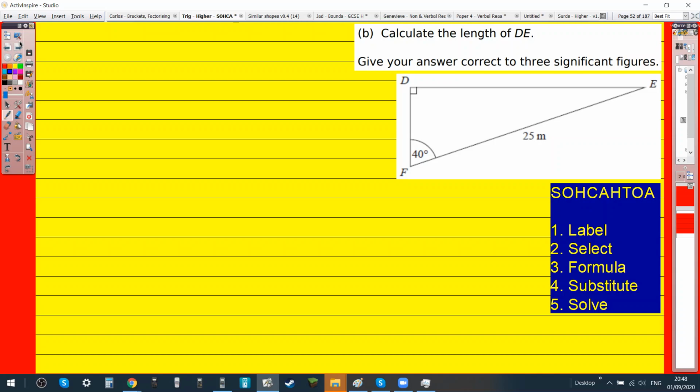While we're here. Okay. This time we have to calculate the length of the side DE. So I'll call that X. This time, instead of given two sides and find an angle, you're given angle and side, and you have to find a side. Just follow the same steps.